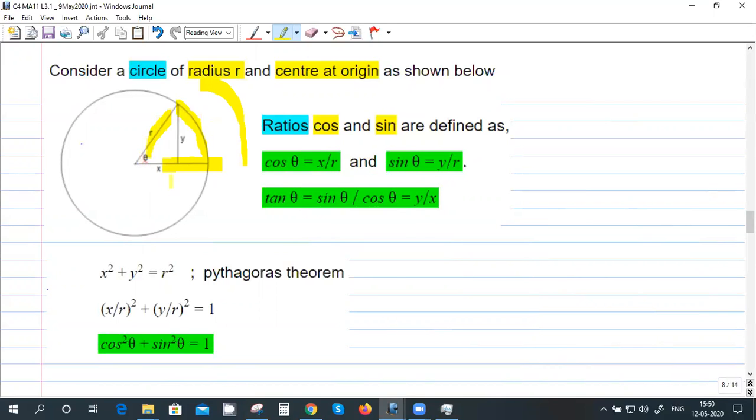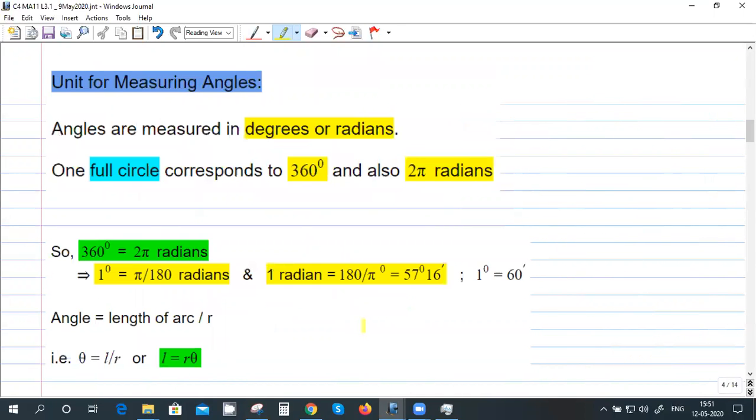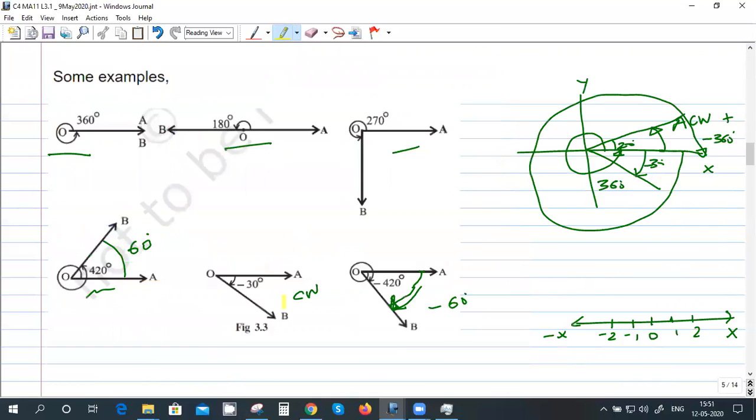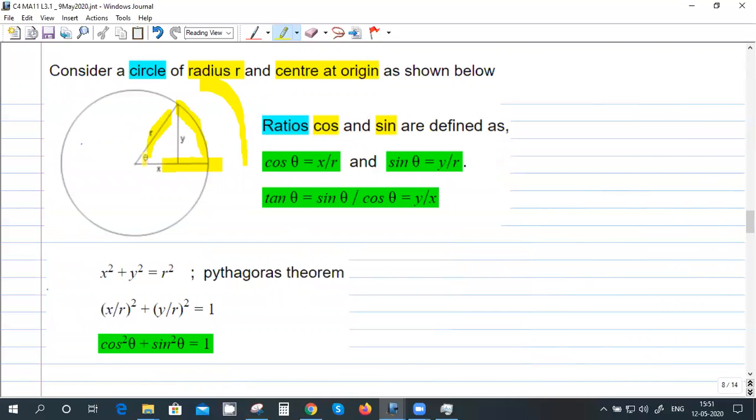So basically, arc length is dependent on both theta and r, and it is given as arc length L is r into theta. If radius is more, arc length will be more. If angle is more, arc length will be more. Arc is part of a circle of radius r. It subtends that angle. This is the angle theta, which is subtended by this arc of a circle of radius r. The arc length is r into theta, and theta should be in radians.